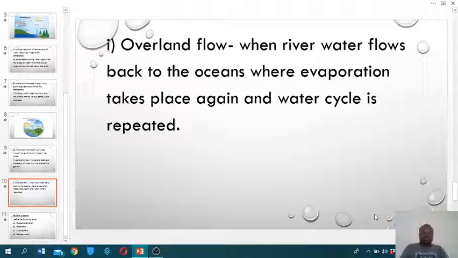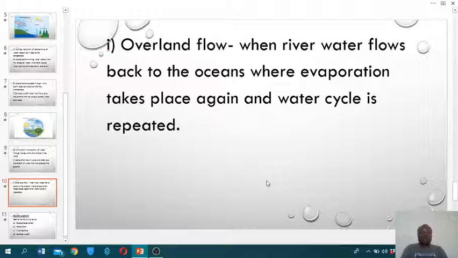Then the last one is overland flow, when river water flows back to the ocean, where evaporation takes place again and the water cycle is repeated. This is the process that ends the water cycle before it starts to repeat itself. That is what I wanted us to look at in today's lesson. If I can repeat, the hydrological cycle is a process that ensures that there is water supply. It runs again and again.